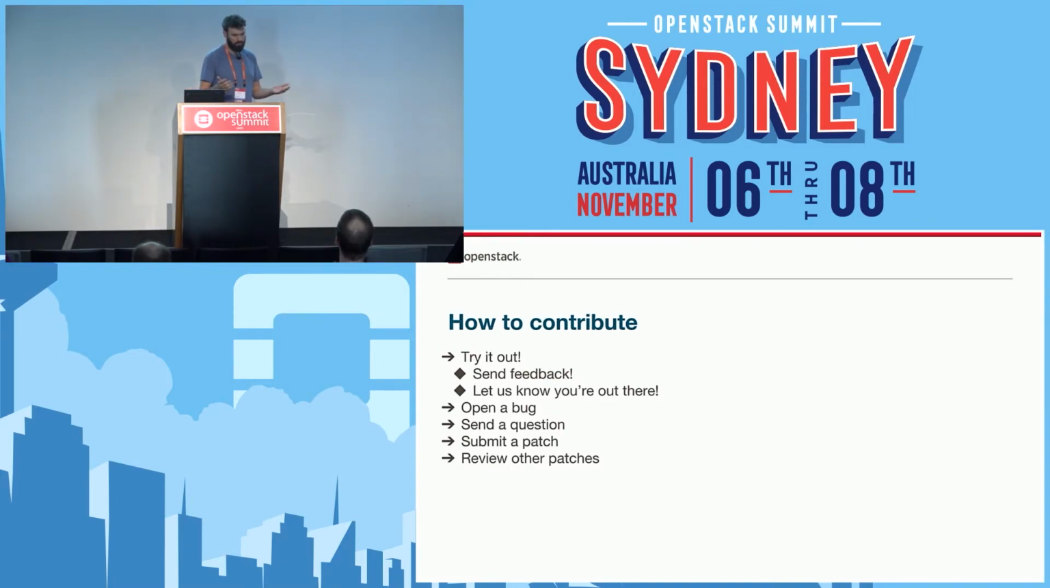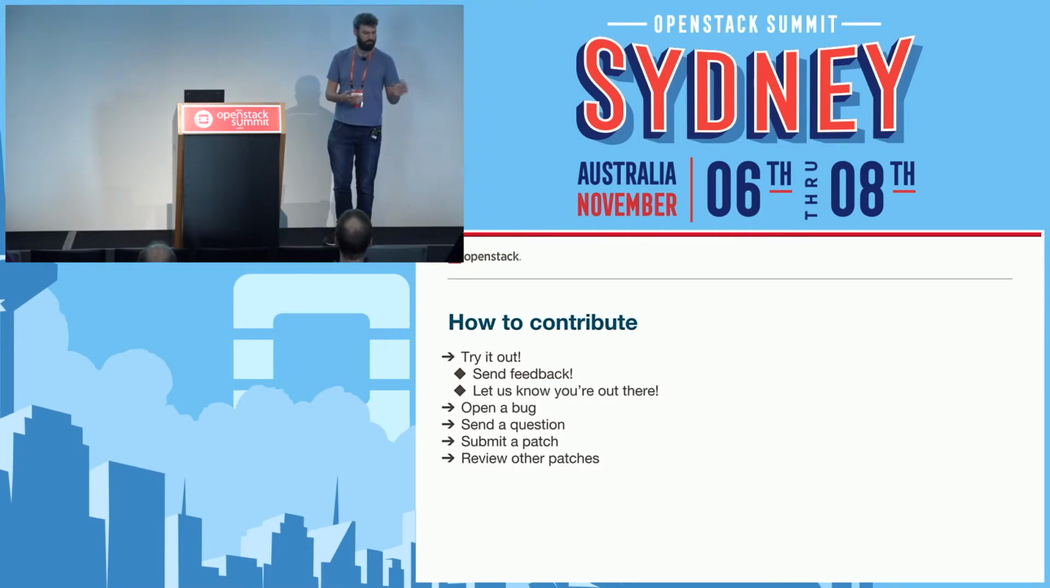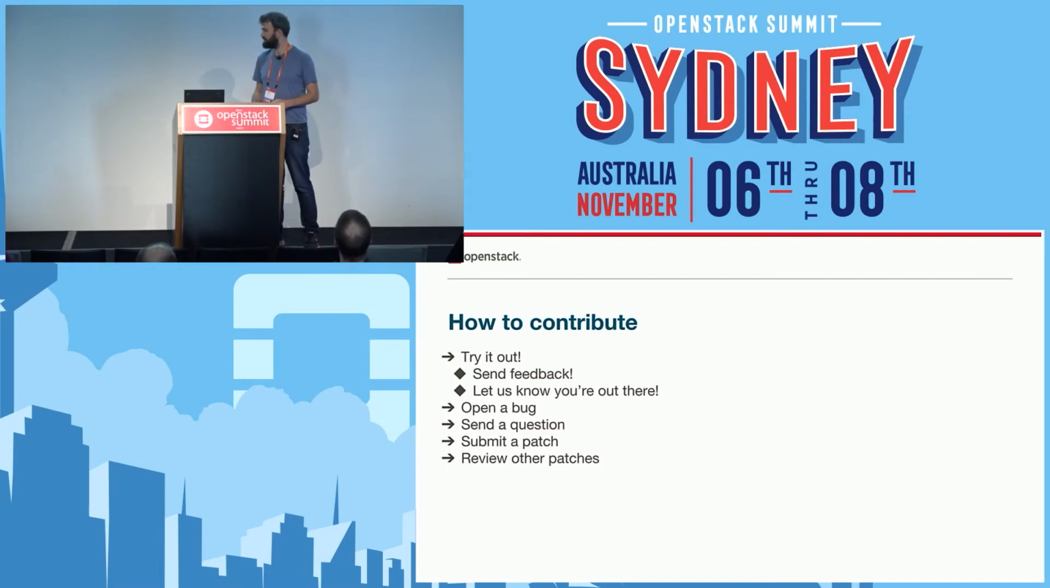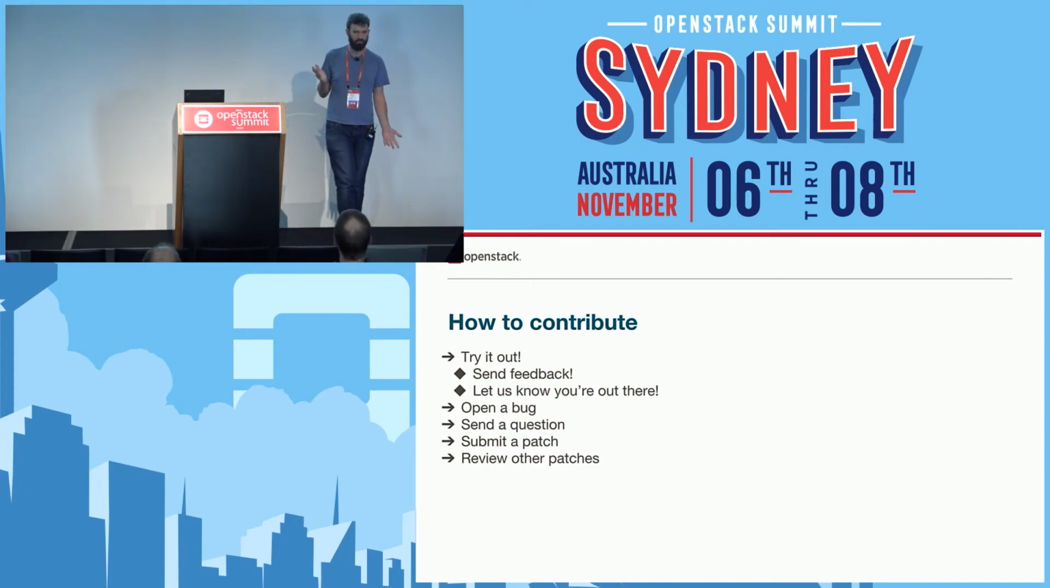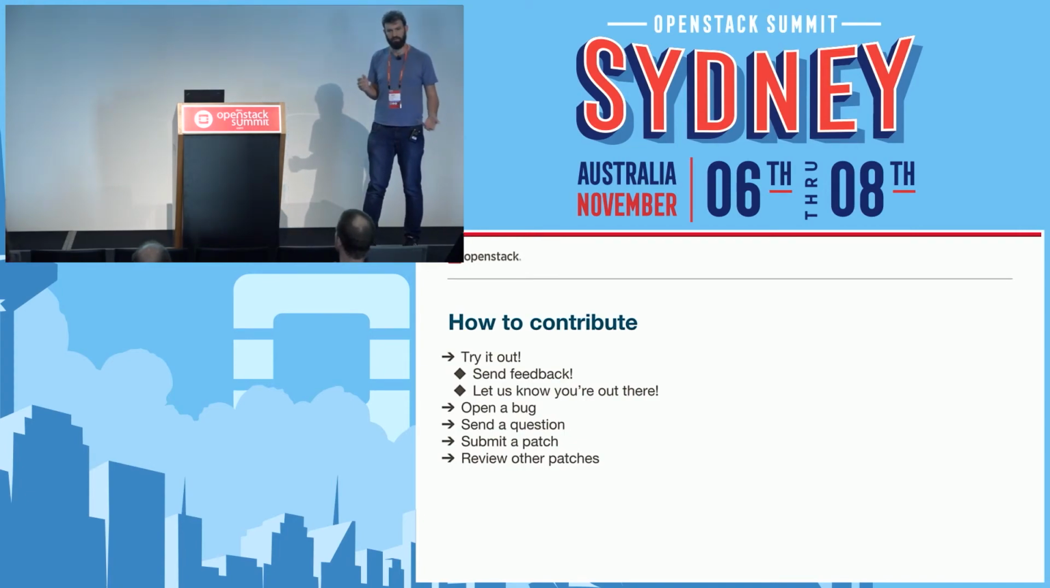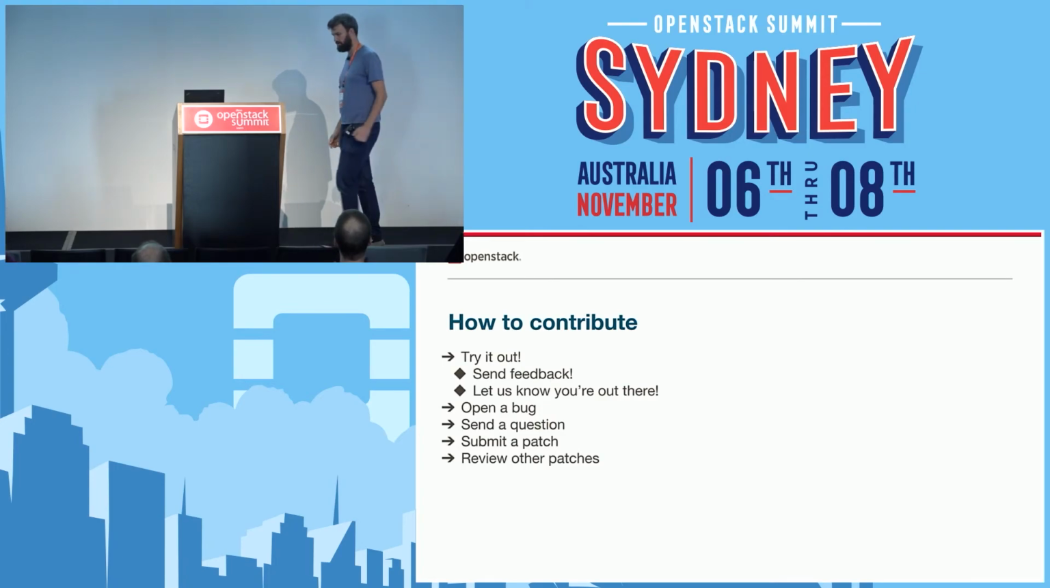This also leads us to, you can open a bug by yourself. You don't have to go through us. You can send us a question. You can submit a patch. You can even review other patches. This is in descending order of importance and descending order of difficulty. So it's easiest to try it out. It's probably a bit more difficult to submit a patch or review a patch.